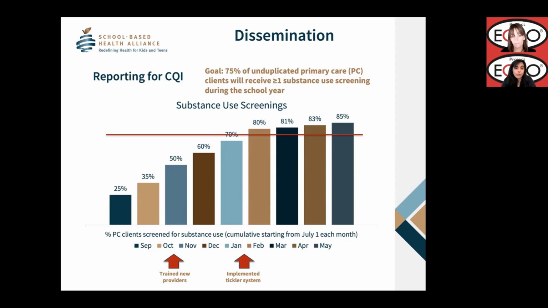The slide shows that if we're looking at data to see how we're doing in terms of meeting our goal of screening 75% of unduplicated primary care clients during the school year at least once for substance use, we can monitor our progress monthly. And we see in the month of November, there's a little bit of a jump in the percentage of clients screened when providers have been trained in SBIRT and are fully implementing SBIRT. And then we can just watch the progress over time and make changes as needed in the process, depending on what the data are telling us.